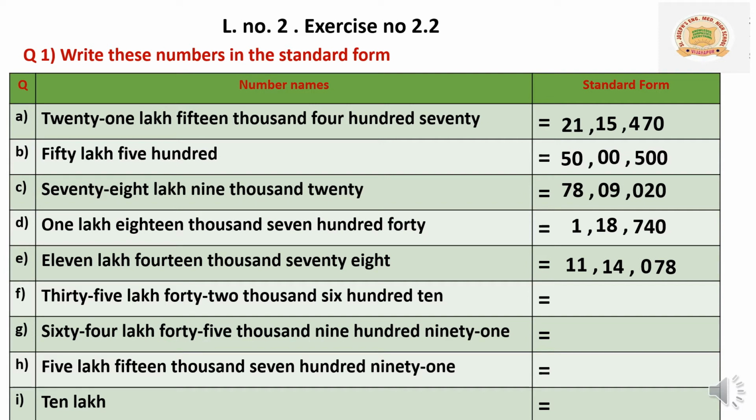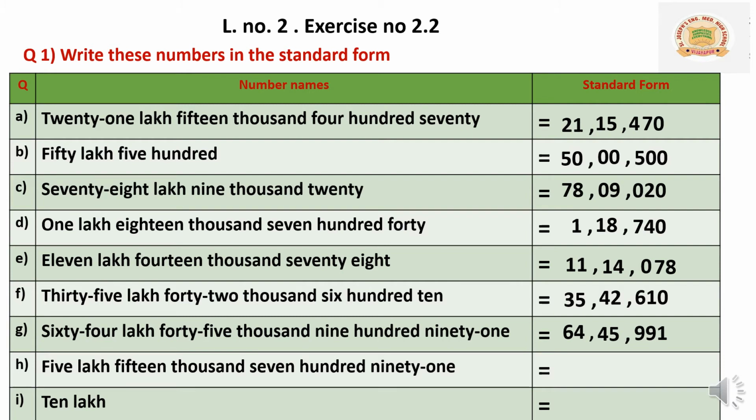Next F question. 35 lakh 42,610. 35 lakh 42,610. Question number G. 64 lakh 45,991. 64 lakh 45,991.